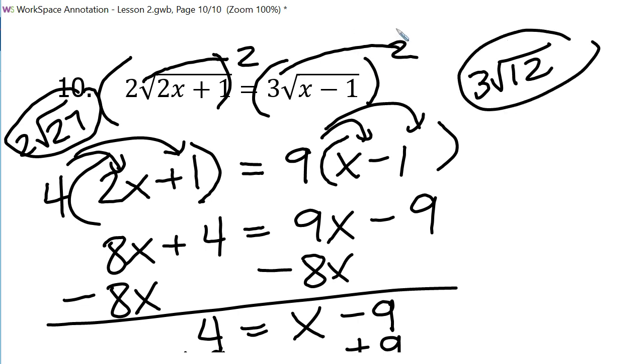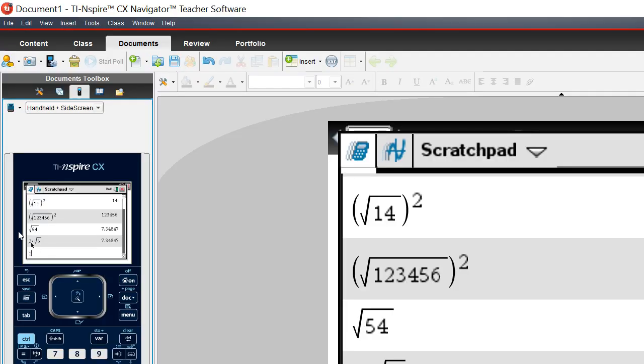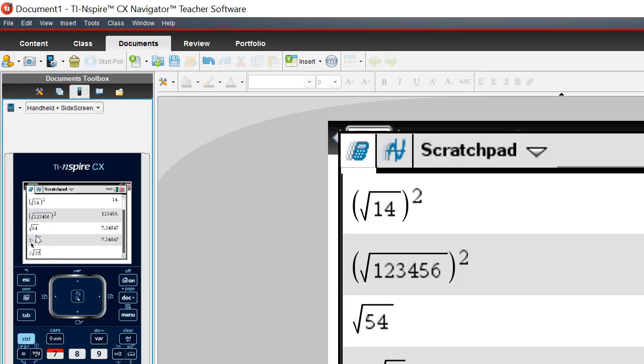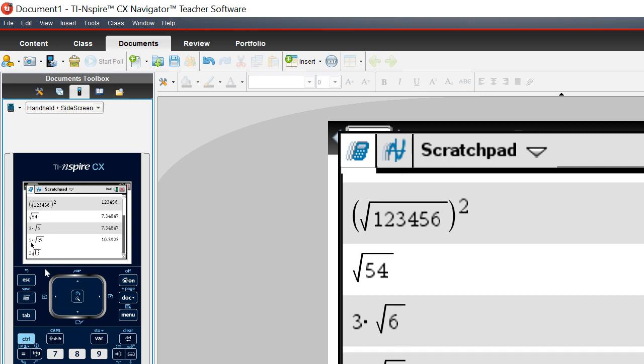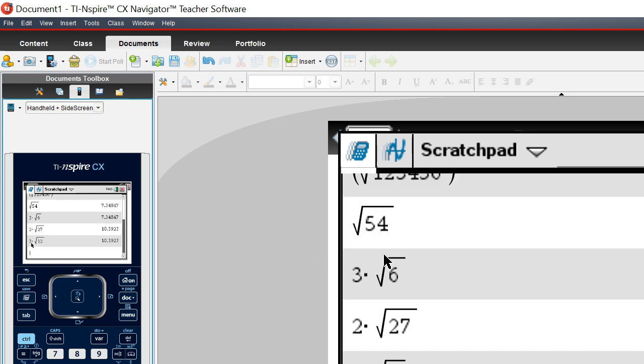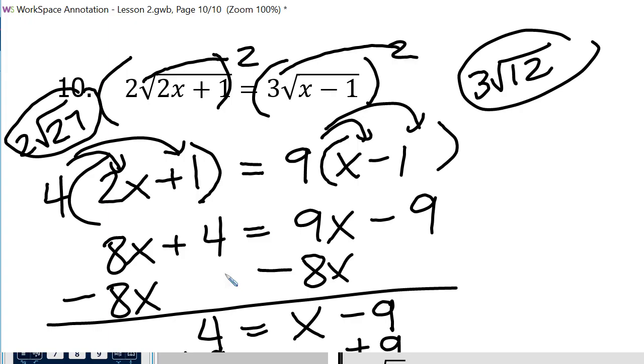No, but check it in the calculator. So the first one was 2 square root of 27. What was the other one? 3 square root of 12? You think? Are these the same? Yes. So was 13 the correct answer? Yes, it was. 13 is the correct answer.